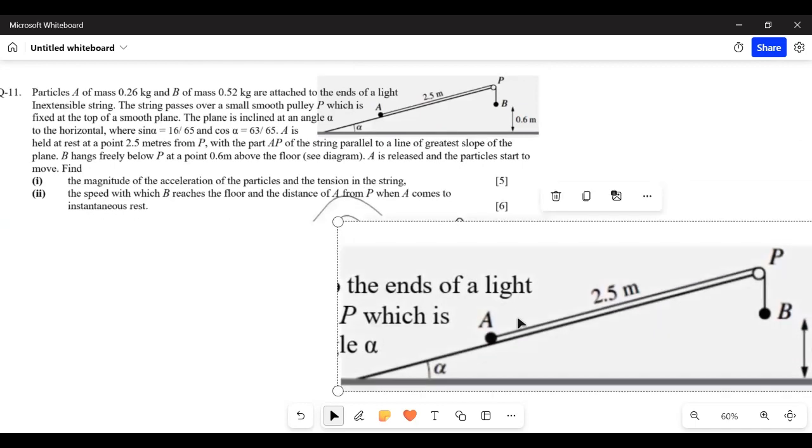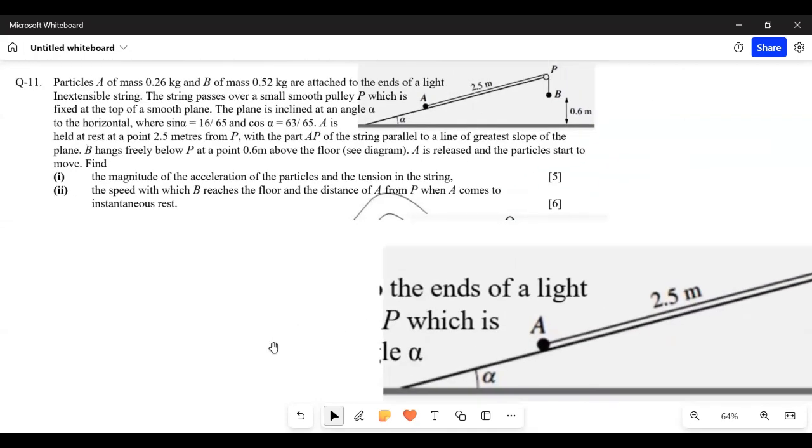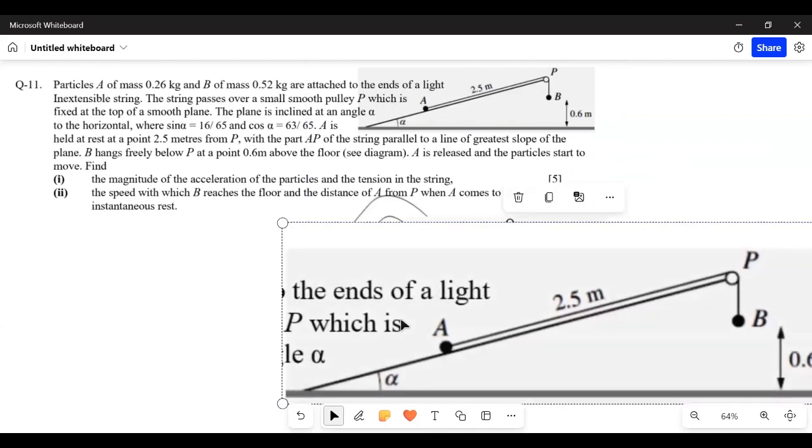Particle A of mass 0.26 kg and particle B of mass 0.52 kg are attached to the ends of a light inextensible string. The string passes over a small pulley P, which is fixed to the point of a smooth plane. So the plane is smooth, that means no friction.